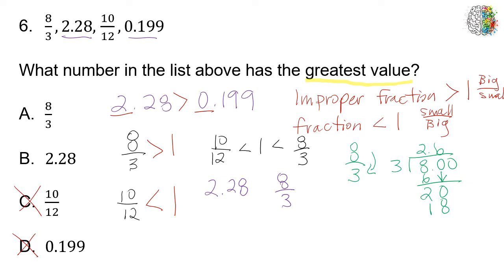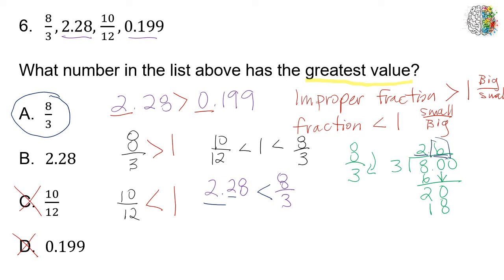Okay, and then I don't need to do any more math because I'm just comparing the numbers. They both started out with a 2, so that means I needed to go to the next number. The next one, that's 0.2, and this one is 0.6. So 6 is greater than 2, so that tells me that 8 over 3 is going to be my biggest number. So that's how you would solve.